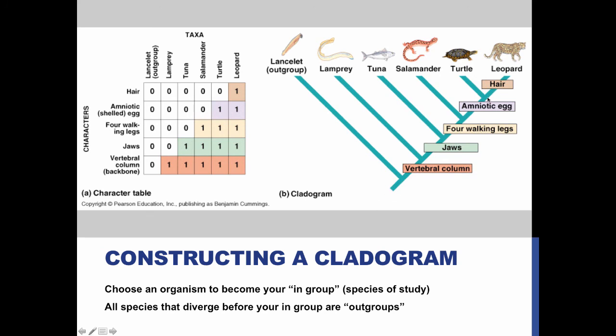So we can construct a cladogram similarly to how we would construct the phylogenetic tree. We choose an organism to be our in-group. So we pick the organism that we're trying to study, and then anything that isn't in your in-group is in an out-group and has to diverge somewhere before your in-group. And so we do that by saying, okay, our leopard is my in-group.